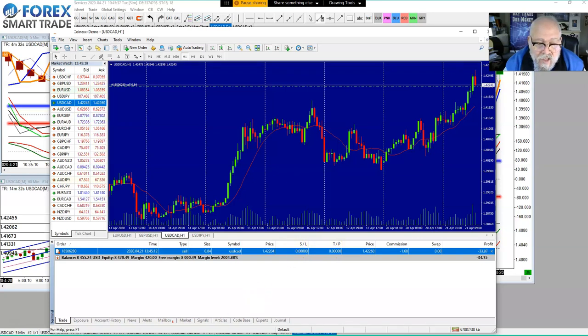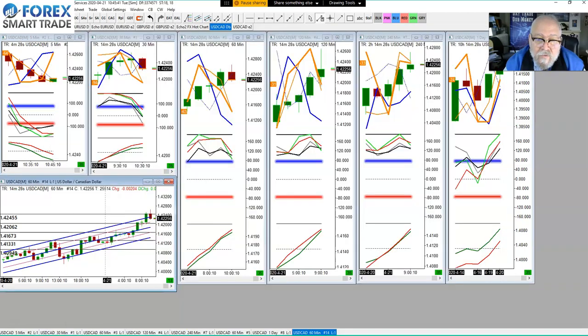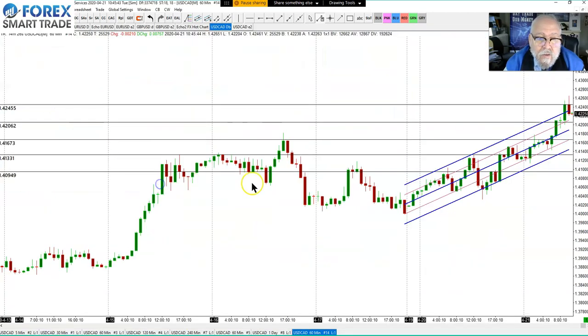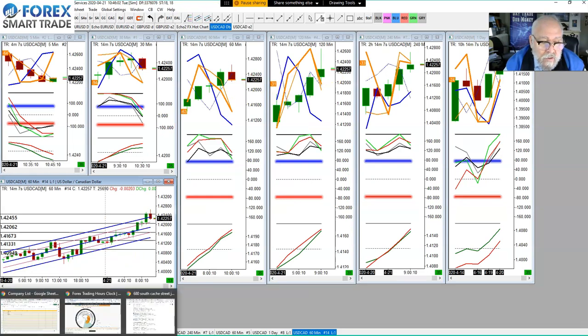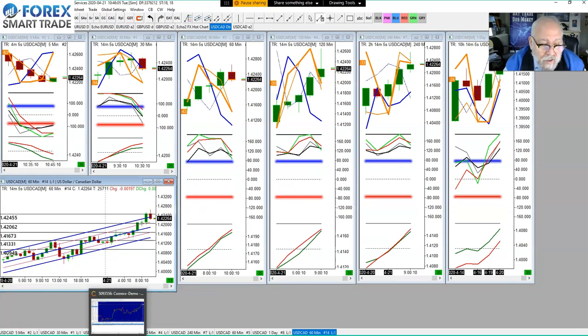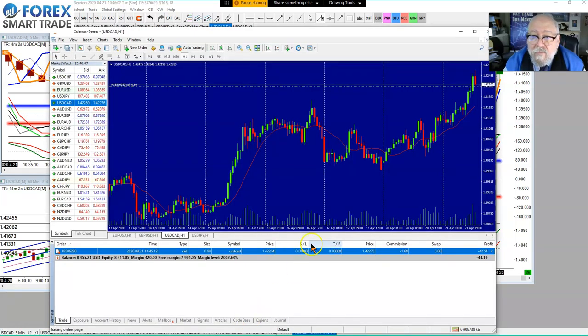Based on our analysis, we had 25. Now 20 pips till we get to that line. I'm going to take 10 because I want to be a little conservative since we're trading into an uptrend. I don't want to try to go for the whole 25.